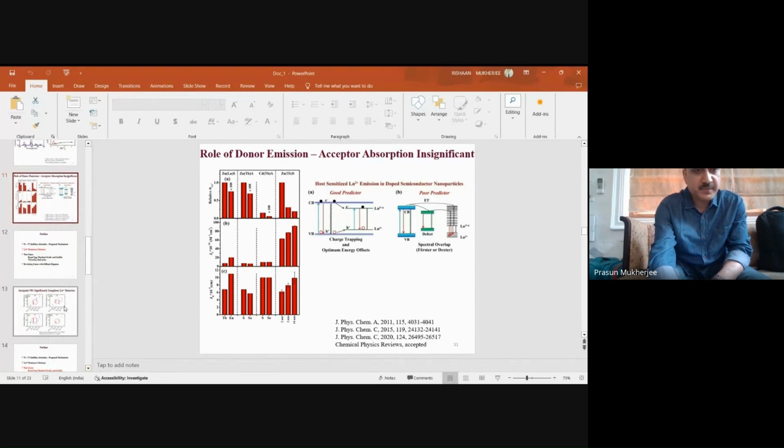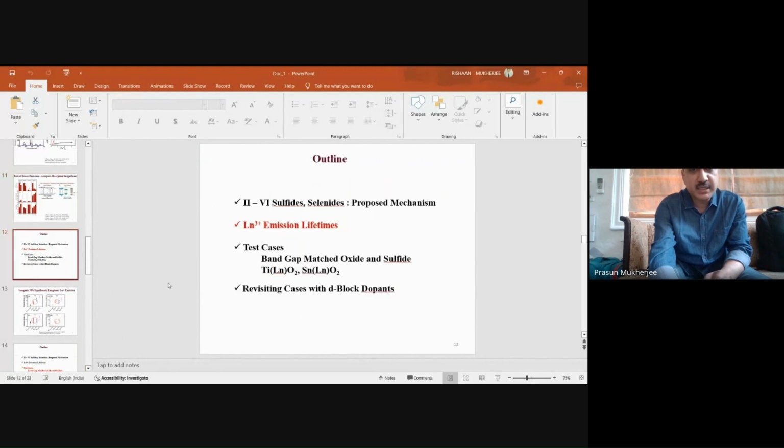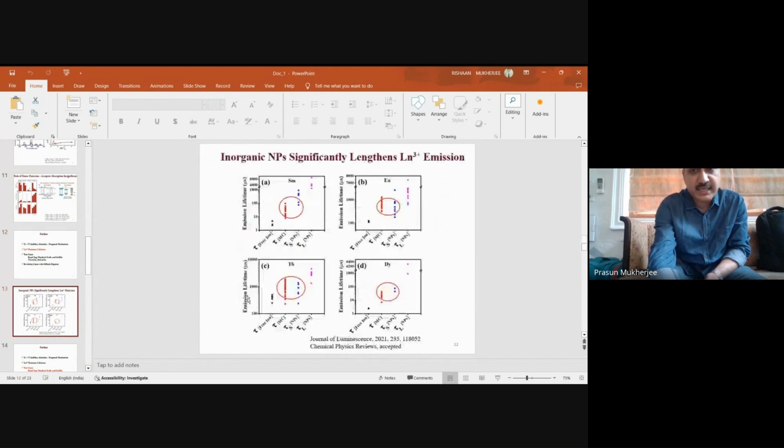With this, I'll briefly mention the nature of the emission lifetimes in these nanoparticles. In all cases, irrespective of whether host sensitization operates or not, the lanthanide emissions in inorganic nanoparticles are bi-exponential in nature, so they deviate from single exponential behavior. We interpreted this to mean that the more surface-localized components are quenched, producing a shorter lifetime, and the longer lifetimes are related to the interior or core sites.